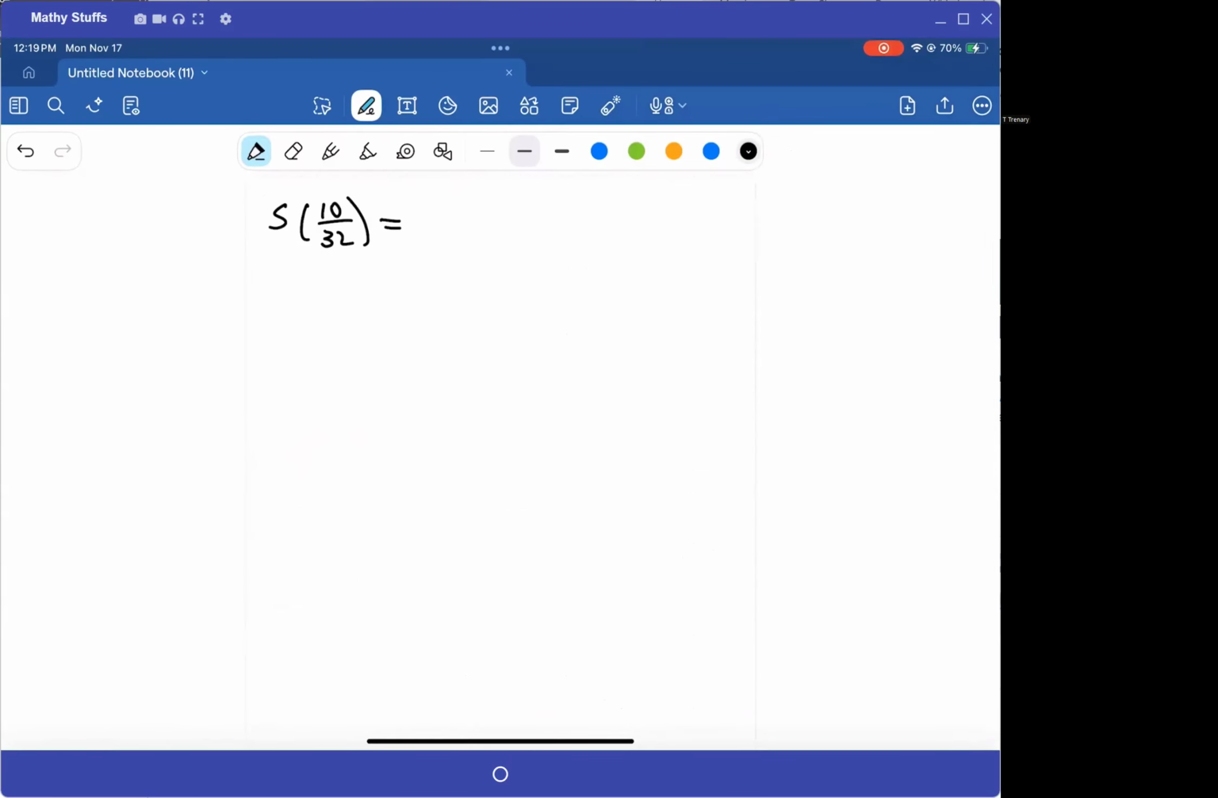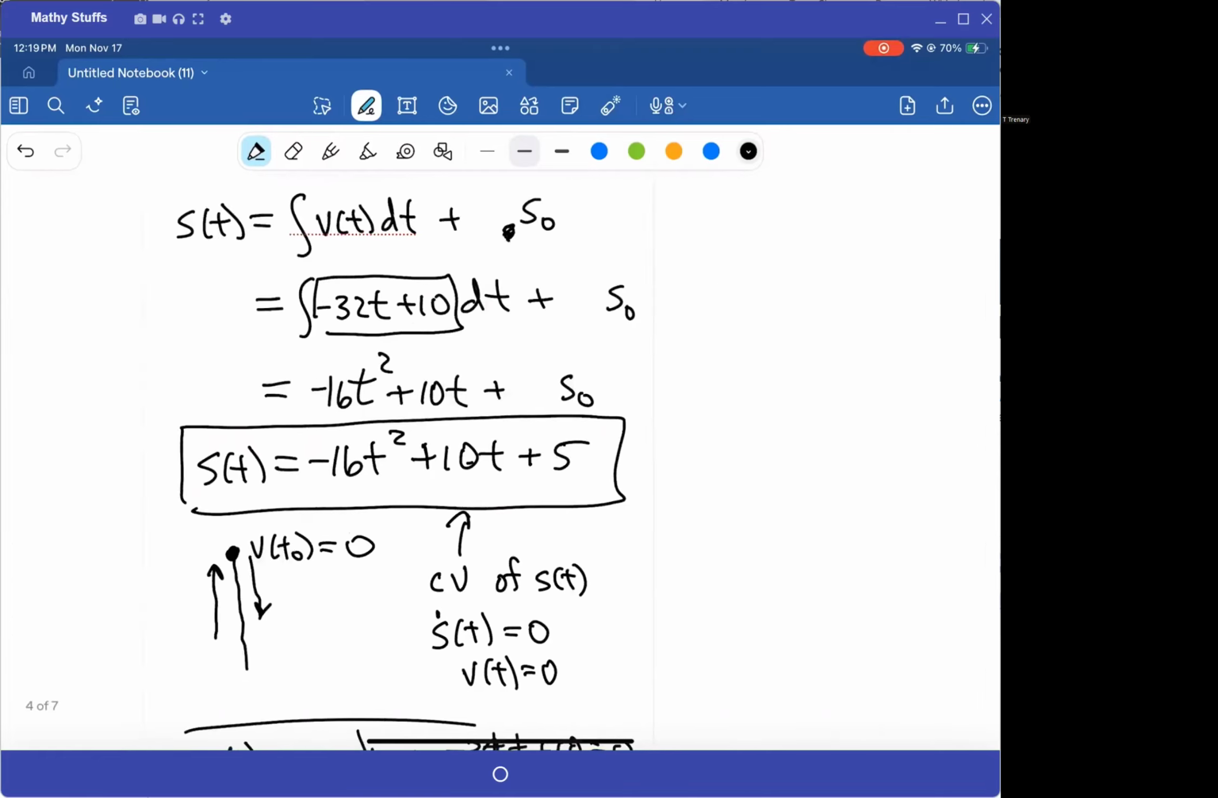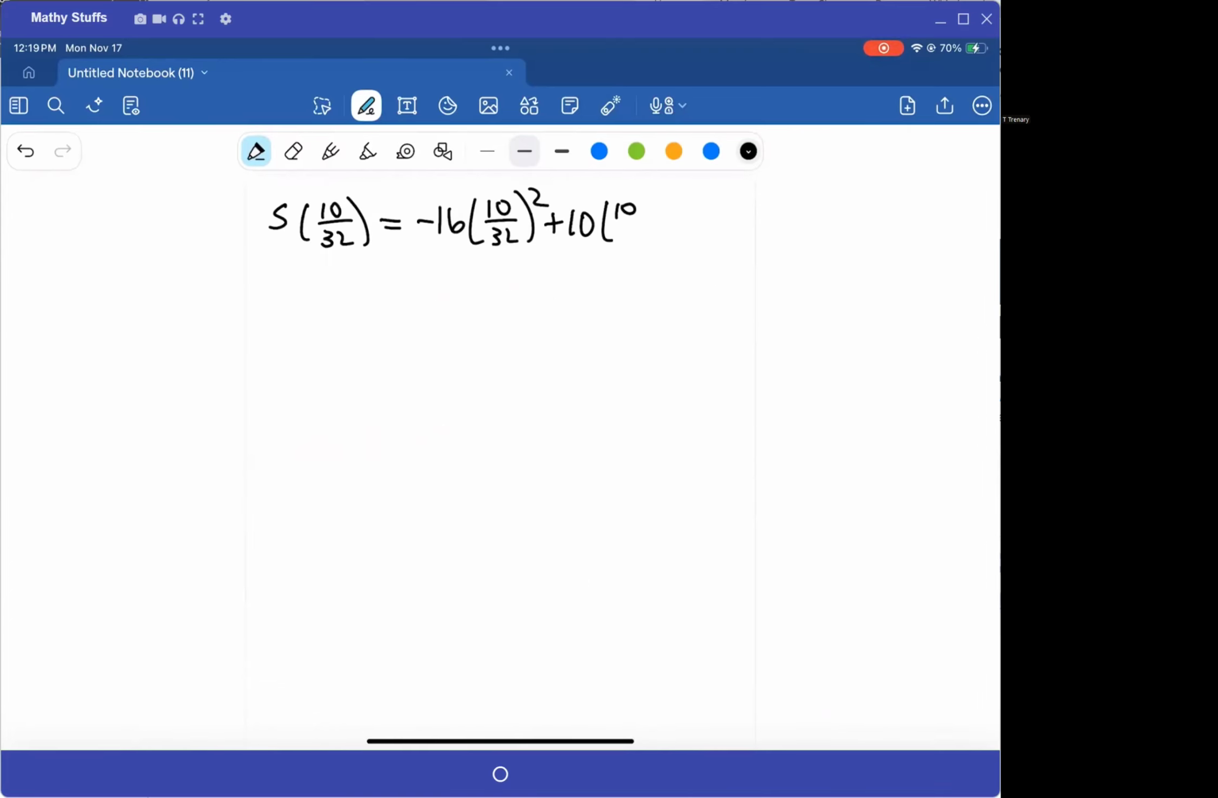which is equal to, let's see, what was our S function? Negative 16 times 10/32 seconds squared plus, it was 10, right? 10t, so 10 times 10/32 seconds plus 5. And I'm going to actually get out a calculator to work this thing through. Part of me wants to just do the fractions, but I don't think we're going to do that. This is all made up stuff anyway. So let's take a look here, calc. And you might be doing this with me.